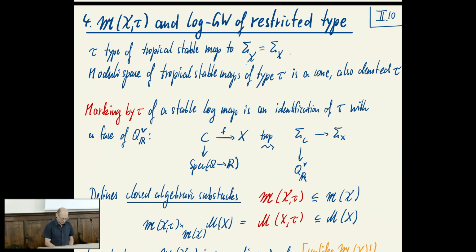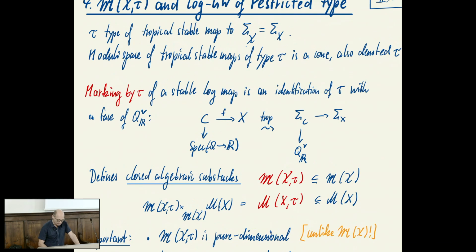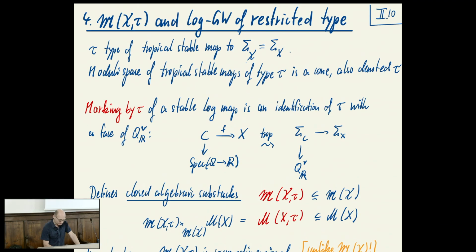So we fix a type of this tropical stable map, and there's a notion of a marking by tau of a stable log map. So what would that be? Whenever we have a stable map to X or curly X, I get a tropicalization.